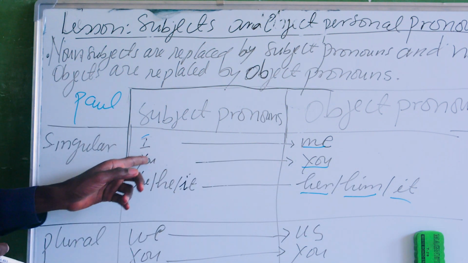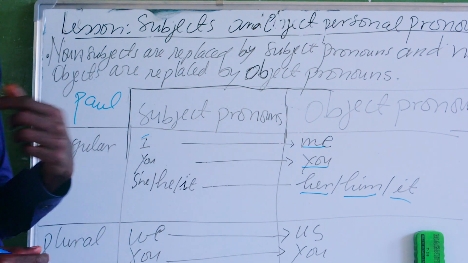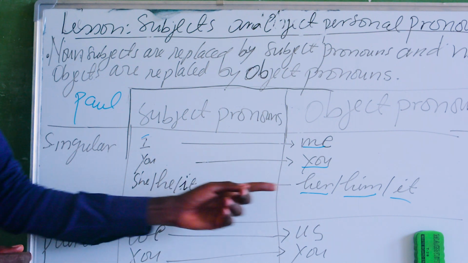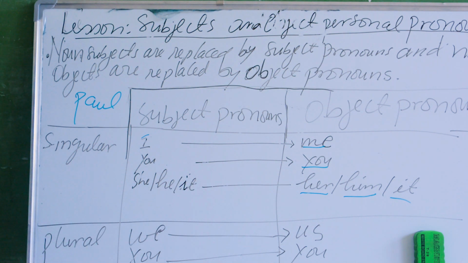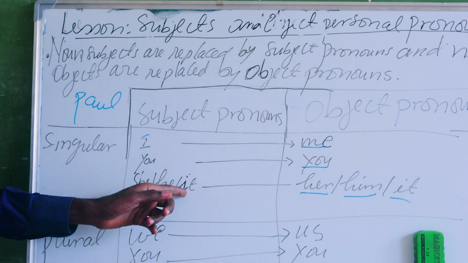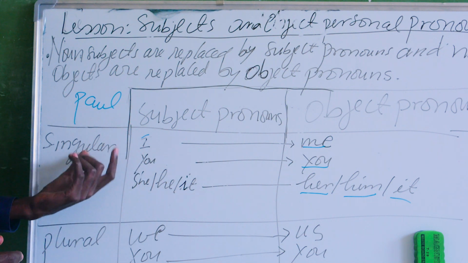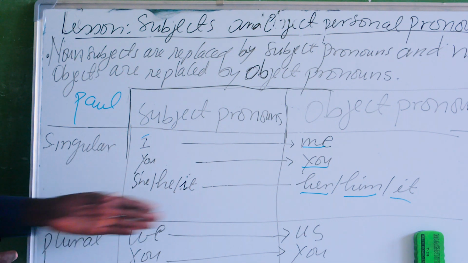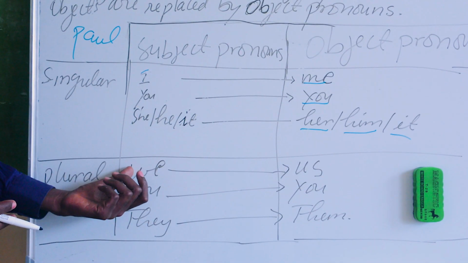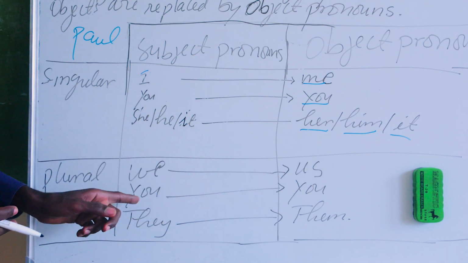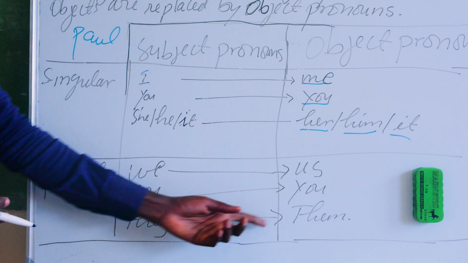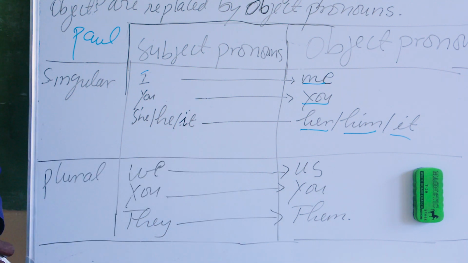For example, I changes into me. You does not change. She changes into her, he changes into him, and it does not change. These are all singular, but we also have some plural object pronouns. We changes into us. You does not change. And they changes into them.